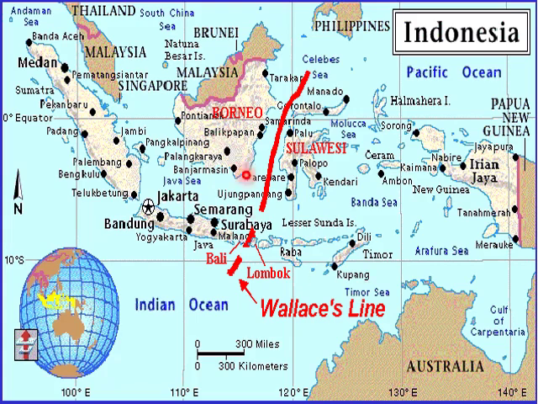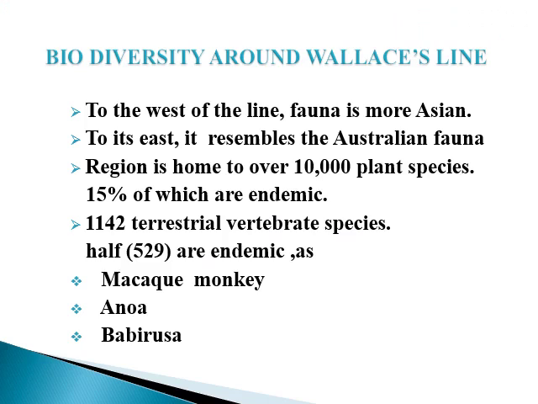Here you can see the Wallace line. The Wallace line is basically separating the two regions, Borneo and Sulawesi. If we talk about the biodiversity around Wallace's line, to the west of the line the fauna is more Asian, and to its east side it resembles the Australian fauna.